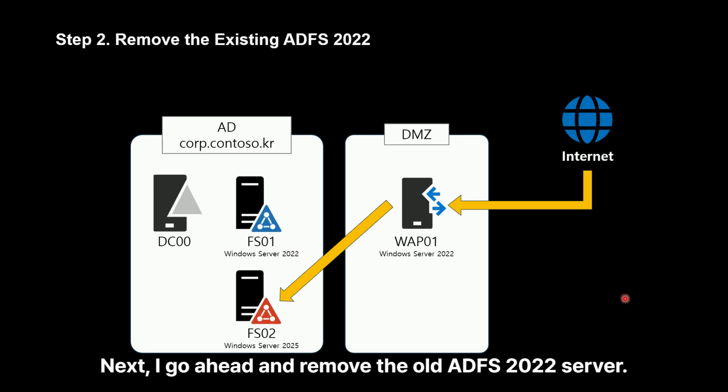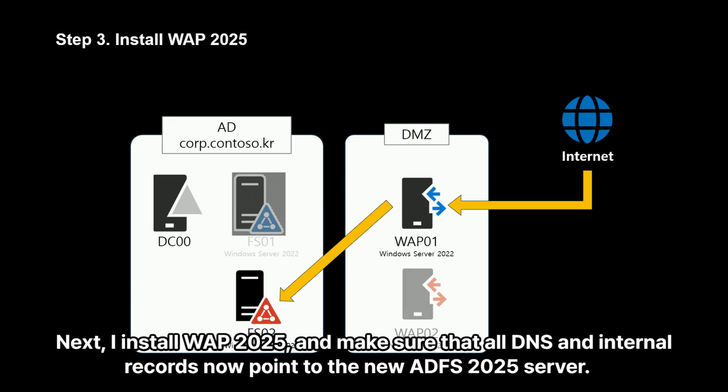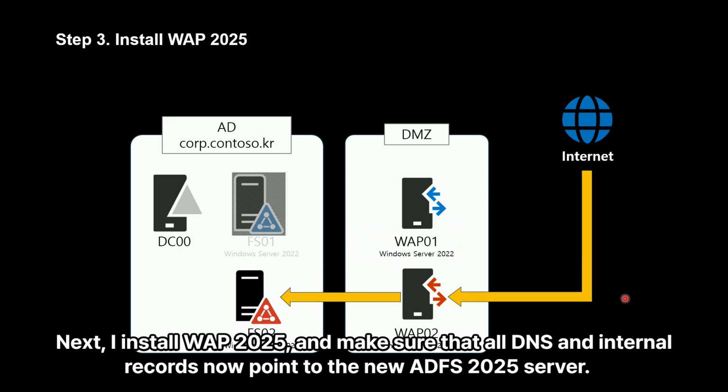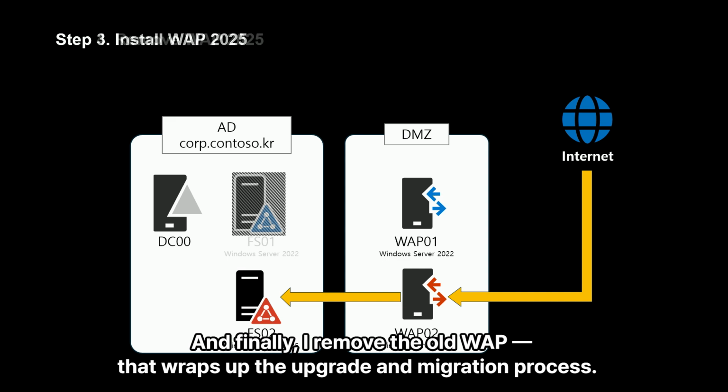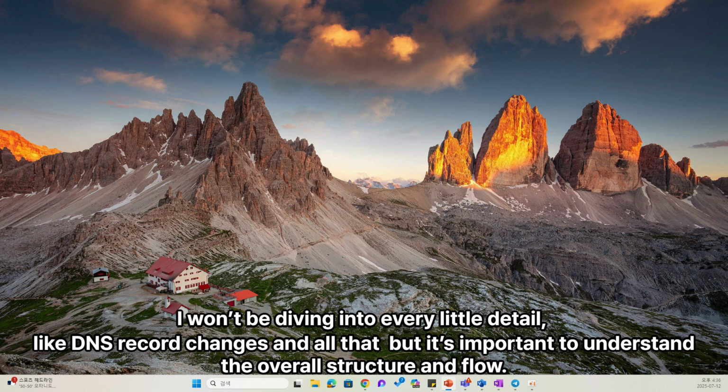Next, I go ahead and remove the old ADFS 2022 server. Next, I install WAP 2025 and make sure that all DNS and internal records now point to the new ADFS 2025 server. And finally, I remove the old WAP to wrap up the upgrade and migration process. I won't be diving into every little detail like DNS record changes and all that, but it's important to understand the overall structure and flow.